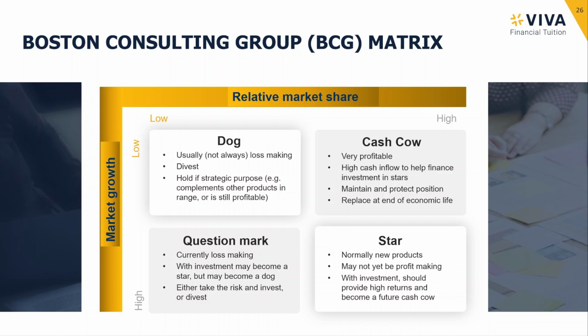So you've got your question mark there. That's your new product. So let's see. It says currently loss making. Investment, it might become a star. Either take the risk and invest or divest, right? So the question marks, I would be looking at your research and development spending.